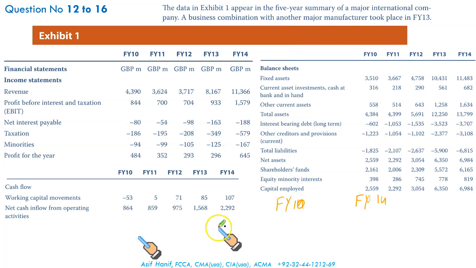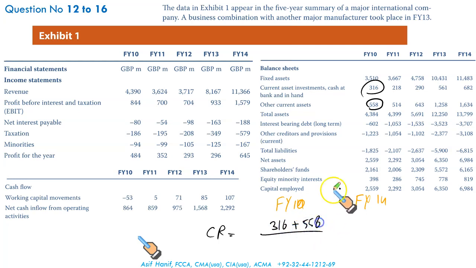Okay. We know current ratio is equal to current assets upon current liabilities. Look at the current assets we have here. These are the current assets, 558. Other current assets, investments, cash and bank, 316. So 316 plus 558 divided by current liabilities. These are given here. Other interest bearing, these are the long-term liabilities. These are your current liabilities. 1, 2, 2, 3. Its simplification should give you 0.71.